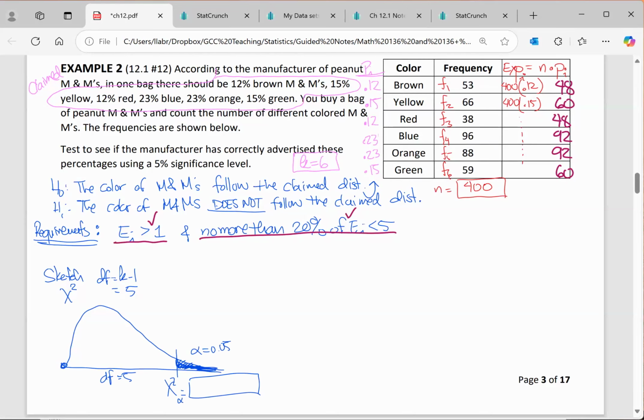So now we're at the point where we need StatCrunch. So hopefully you type in your data. So you want to type in the frequency and the expected counts. And then we're able to find our test statistic. So my test stat is going to be the chi-squared stat, as well as my p-value. All right, so go ahead and find these statistics. Go ahead and pause, give it a shot.